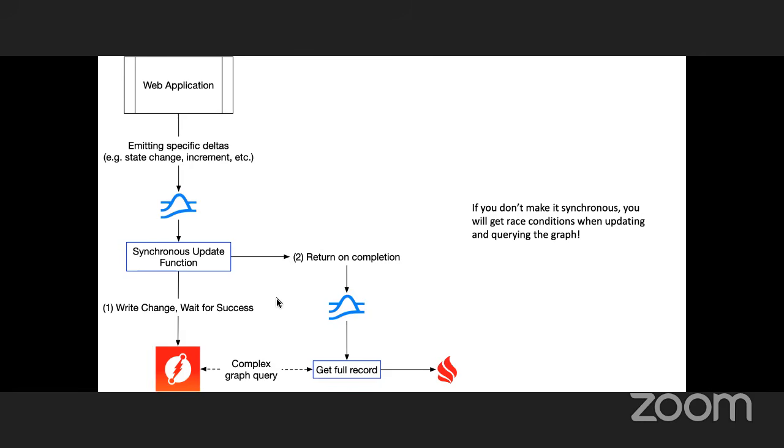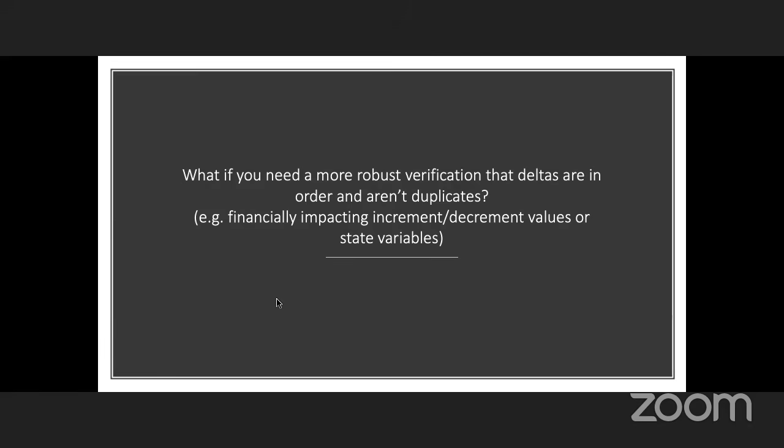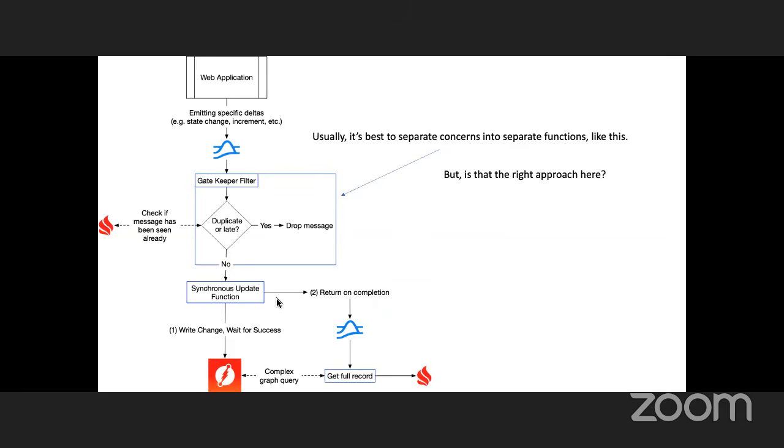So now, if you need robust verification, you want to make sure your deltas are in order and aren't duplicates, because messages get out of order. Let's say it's an IoT use case and you got a signal that something should be off, and then on again, and then off. You want to make sure that if you're getting data that says the application is off, it's supposed to be off. You don't want it off when it's not supposed to be, right? And of course, it's just one example.